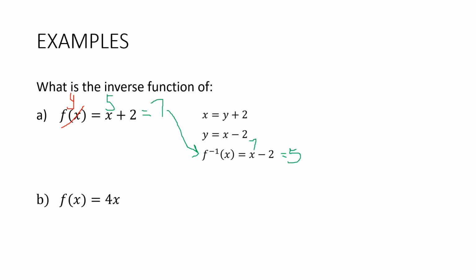Let's look at this one. f of x is equal to 4x. So start off by realizing that this is y. Switch them around, x is equal to 4y, and then make y the subject. That's also a straight line, so it is a function, so I can write that as f to the -1 of x is equal to x on 4.